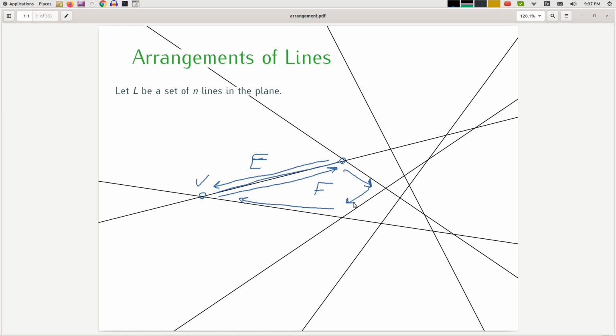And once I have such a structure for this arrangement of lines, then I can do various operations. I can navigate, and I could do all sorts of nice stuff. But going from this input set of n lines to this complex doubly connected edge list structure is the problem that we want to solve here.